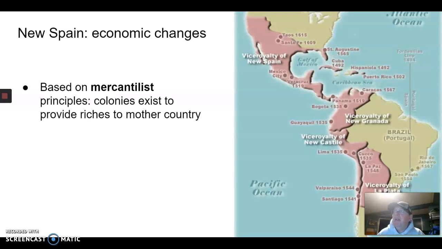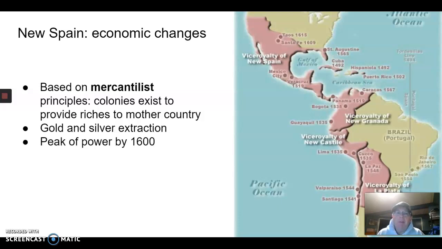Spain pioneers the use of mercantilism, this idea that colonies exist to provide riches for the mother country. It is focused on gathering gold and silver, and the Aztecs and Incas have lots of that, and thus a lot of Spain in the 1500s is based on extracting those resources from the colonies to bring to the mother country and enrich that. And Spain's at the peak of its power by the late 1500s into 1600. They bring back just tons. I think it was 181 tons of gold, 30,000 tons of silver over the course of this colonial period. They enrich themselves very much.